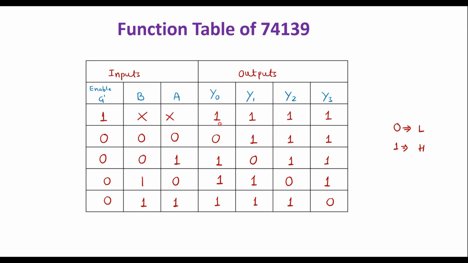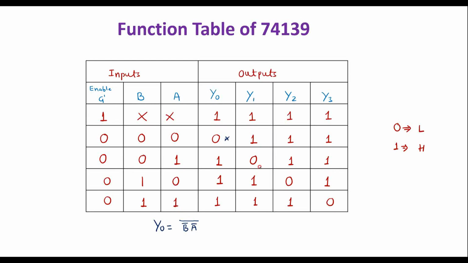Let me write the output equation for Y naught. Here we have 0. The corresponding inputs are B is 0 and A is 0. So we write it as B bar and A bar. As I said, these are active low outputs, so it should be complemented. So Y naught is equal to A bar B bar, complement.